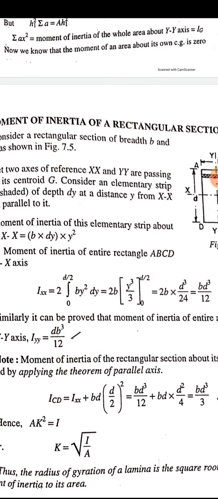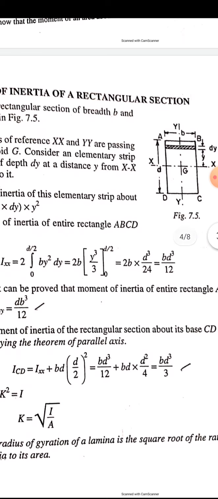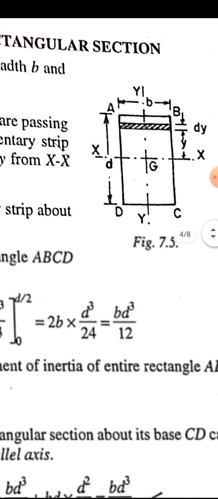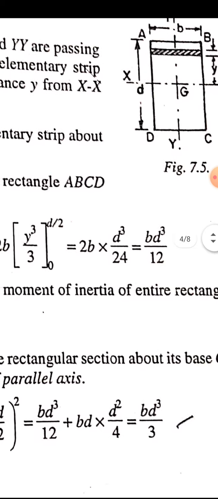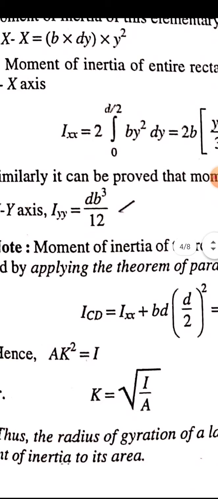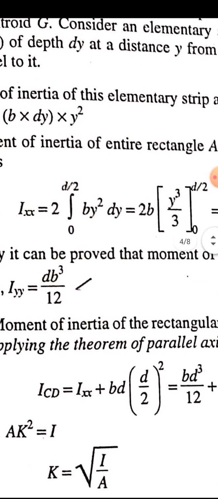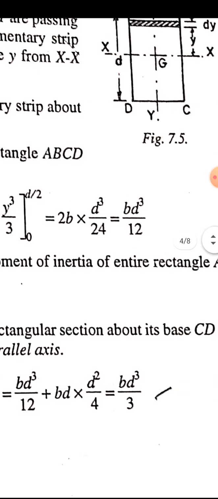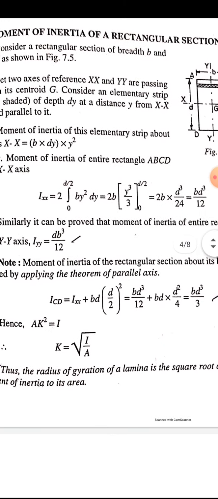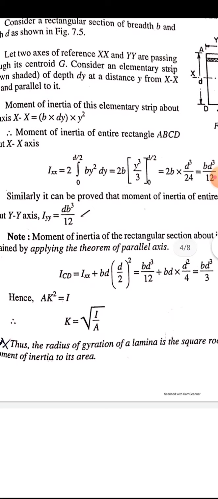জাস্ট এটা মনে রাখলেই হবে Ixx equal to b d cube by 12. ওকে, where b is breadth, depth equal to d, b d cube by 12. আর y axis Iyy equal to just reverse, d b cube by 12. Another is Ixx equal to b d cube by 12. Very important. এই দুটো ফর্মুলা নিয়ে আমরা ম্যাক্সিমাম প্রবলেমগুলোকে সলভ করে নিতে পারবো.